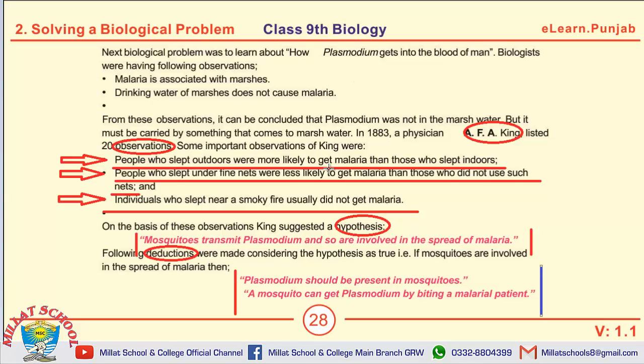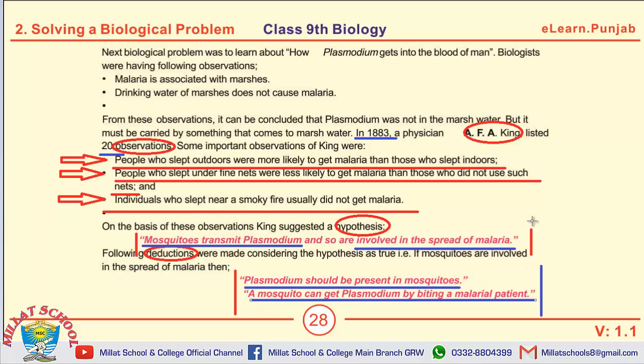Some of the MCQs are: When AFA King gave his observations, it was in 1883. How many observations were made by King? These were 3 observations. And mosquitoes transmit plasmodium, or mosquitoes are involved in the spread of malaria. Plasmodium should be present in mosquitoes, and a mosquito can get plasmodium by biting a malarial patient.